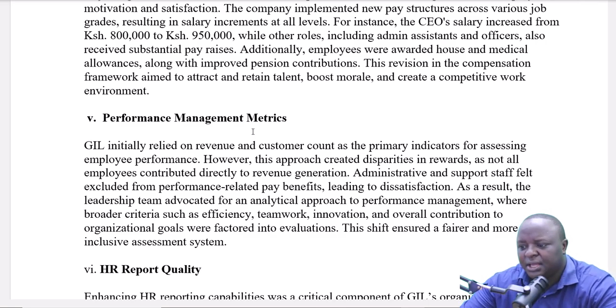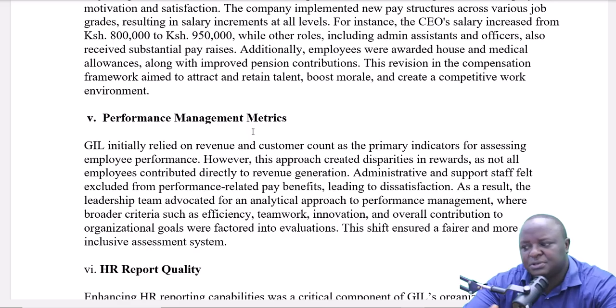When you are working in an organization, there's some contribution that you are making. But when it comes to review in terms of performance, you are put aside. Of course, you will feel demoralized. So you see, in that aspect, the approach created disparities in reward, as not all employees contributed directly to revenue generation.